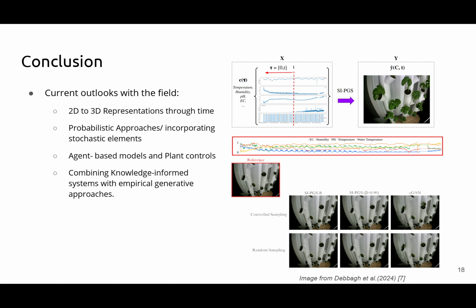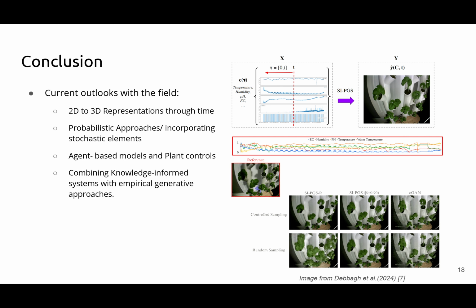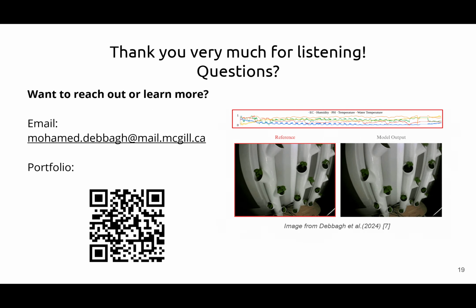So this is just an introduction to the topic, so I can't go through the details of every single model. However, I can discuss a little bit about the outlooks within the field as it's a growing field of research. So, the first thing is 2D to 3D representation through time. There's also trying to incorporate stochastic elements by probabilistic modeling. We're also looking at agent-based systems for plant controls, and also trying to incorporate knowledge systems into the empirical generative approaches.